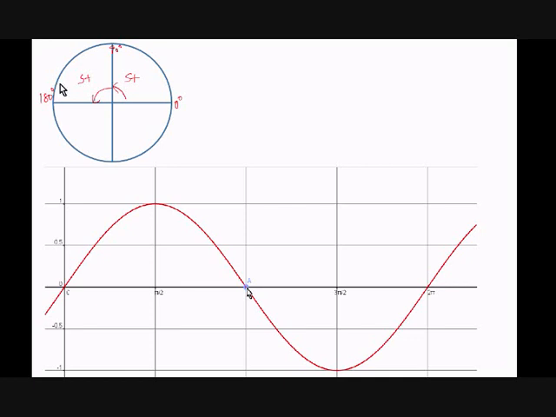The particle, if it continues moving from 180 to 360, which is 2 pi, you can see that the sine function is below the x-axis, which means that the sine values are negative. So from 180 to 360, the sine value is negative. From 0 to 180, the sine is positive, and from 180 to 360, the sine is negative.